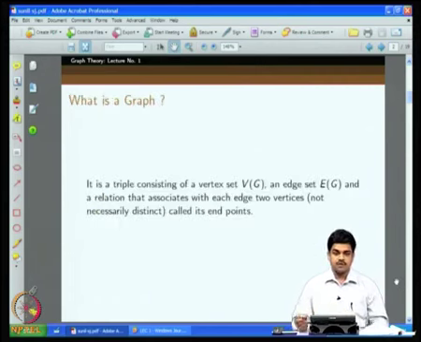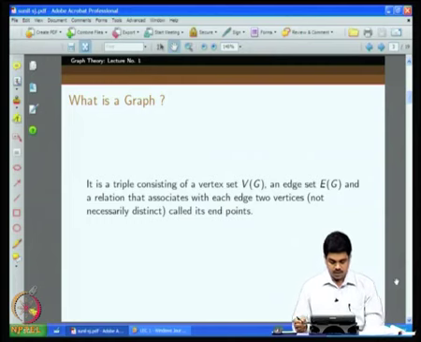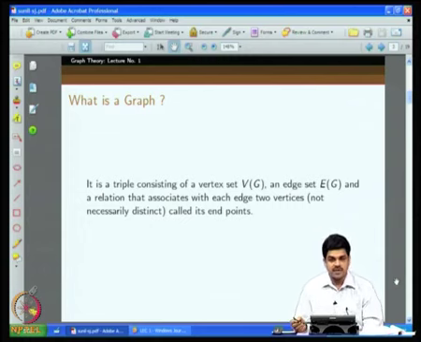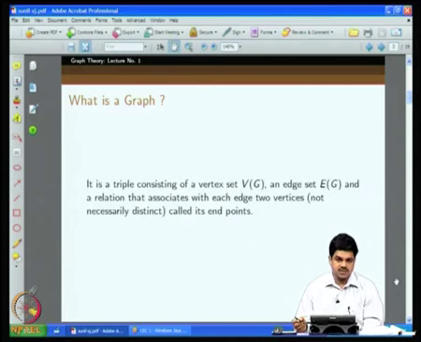consider the question, what is a graph? We say it is a triple: the vertex set V of G, the edge set E of G, and a relation which associates to each edge two vertices. These two vertices are called the endpoints of the edge.